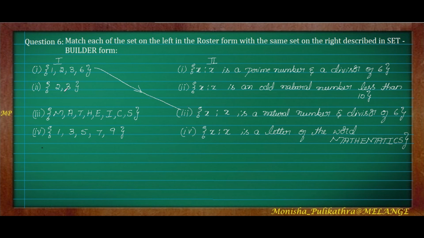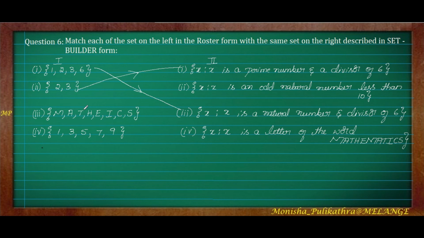So moving on to the second one. Here 2 and 3. So 2 and 3 are prime numbers and also divisors of 6. 2 times 3 is 6, 3 times 2 is 6, and both are prime numbers. So both numbers are divisible by 1 and itself and no other numbers. So for the second one, the first set builder method matches.